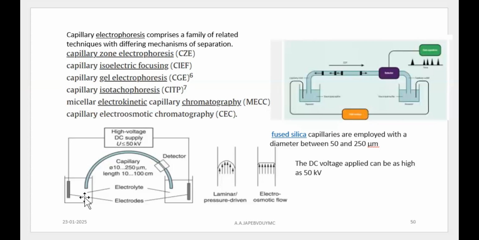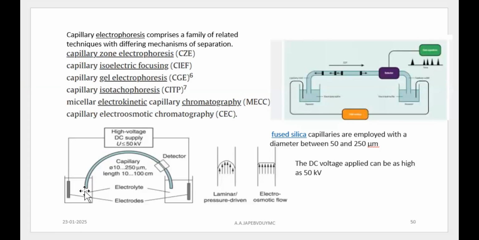That means you are applying a current, and here in place of the buffer reservoir you have kept the sample reservoir, and current is applied. So the migration of the sample would take place in the capillary, and then you have to replace this and place back the buffer reservoir again. So sample reservoir, buffer reservoir.